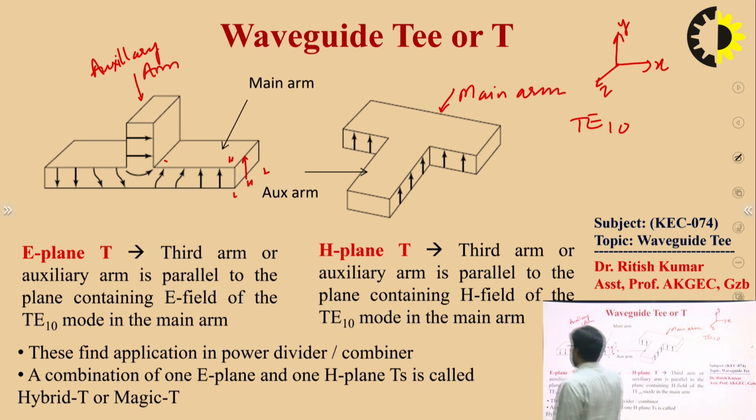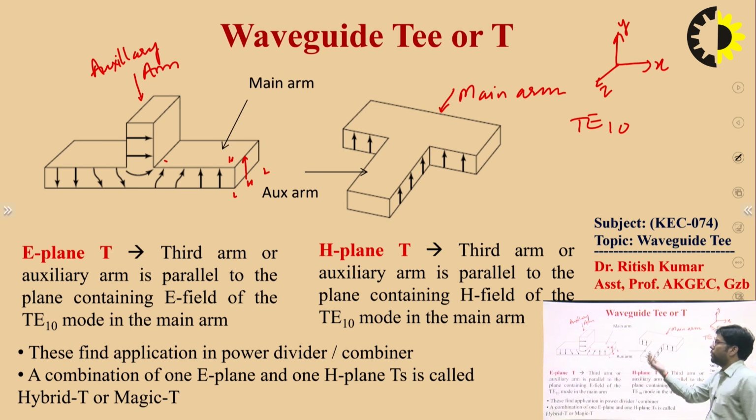In terms of plane, we can say if the auxiliary arm lies parallel to the plane of E, then this kind of T junction is known as E plane tee. In other terms, if the auxiliary arm lies perpendicular to the H plane, then this is also an E plane tee. The E plane tee and H plane tee are complementary by nature.